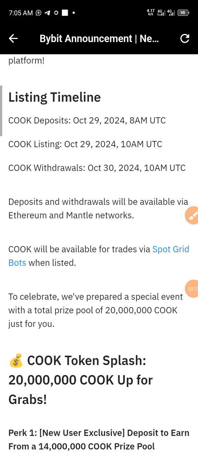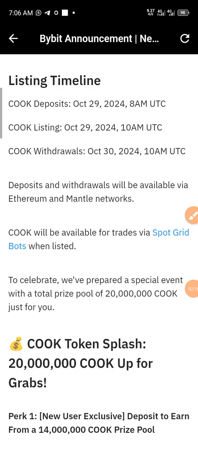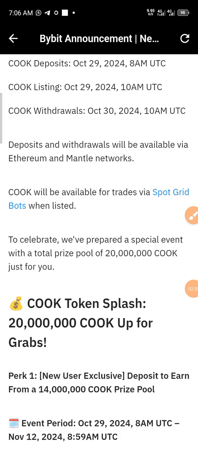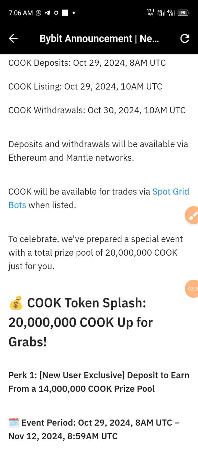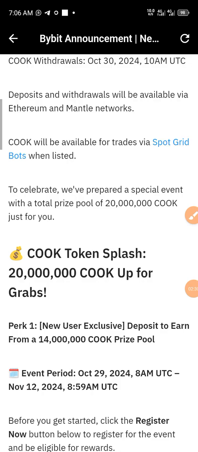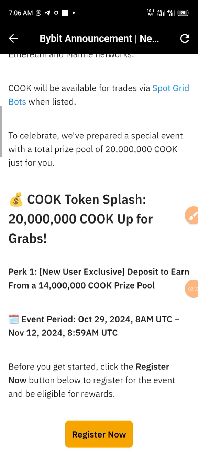Cook will be available for trades via spot grid bots when listed. So to celebrate, we have prepared a special event with a total prize pool of 20 million Cook just for all of us. Cook token splash: 20 million Cook is up for grabs. So what do you need to do?